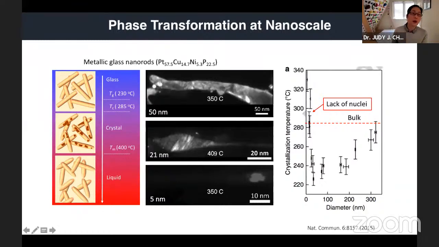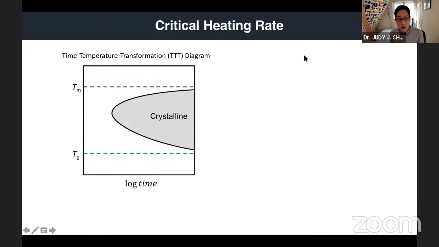We did a number of experiments to try to explain how this happens, and at the end, the hypothesis we have is that when you have a small rod, the number of nuclei that you have in it is decreasing, and that the increase in the onset temperature is due to lack of nuclei in the system. Okay, so this actually affects the processing conditions for these nanorods.